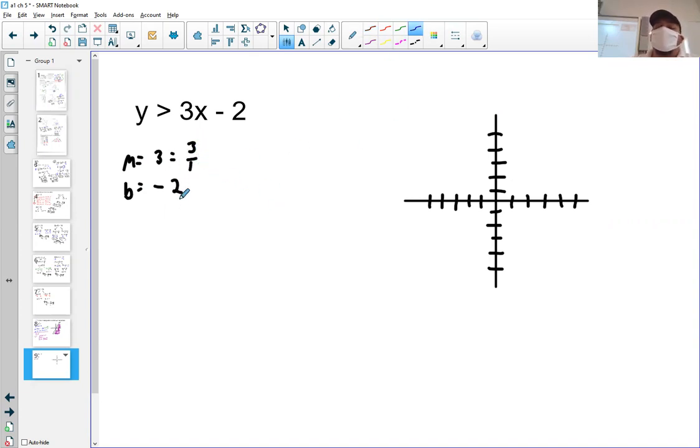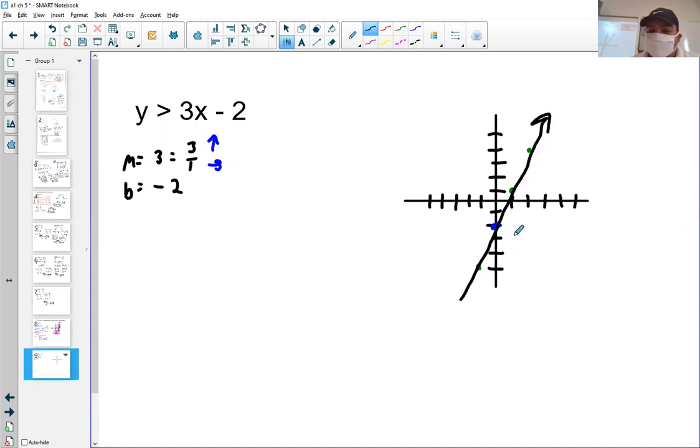So my B being -2 means I start at -2. And since my slope is 3 over 1, that tells me I go up 3, right 1. So I'm going to go up 3, right 1, up 3, right 1. You also could go backwards, down 3, left 1. Either way, make a line.